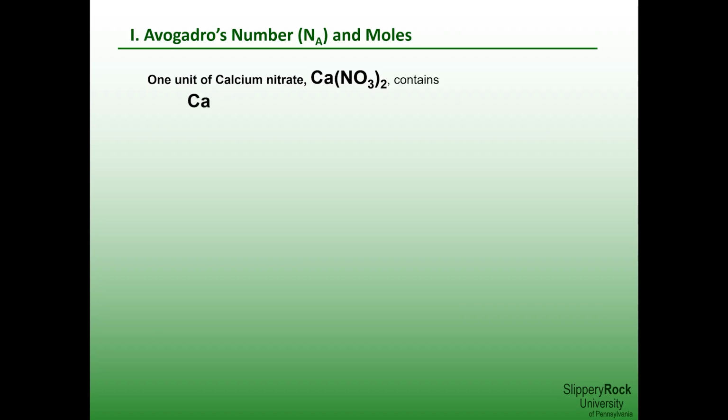So that means 1 calcium atom. Then we see NO3, the nitrate group. And the subscript 2 outside the parentheses tells us that there are 2 nitrate groups. Each nitrate group contains 1 nitrogen atom and 3 oxygen atoms. So, if we multiply that by 2, we get 2 nitrogen atoms and 6 oxygen atoms in total. That's the breakdown for just 1 unit of calcium nitrate.